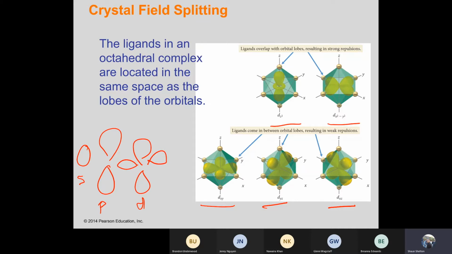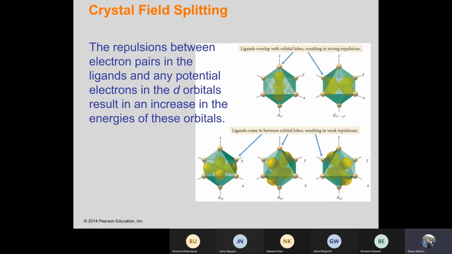And then the x squared and y squared, where you have the lobes actually on the x-axis and on the y-axis itself. So not that you have to memorize the drawings of the lobes and the orientations, but understanding how these configurations will help to adopt the splitting that we see showing up here in the next few slides. And keep in mind that octahedral complexes are the most common because of the fact that the coordination number is 6. So we'll see that show up here.